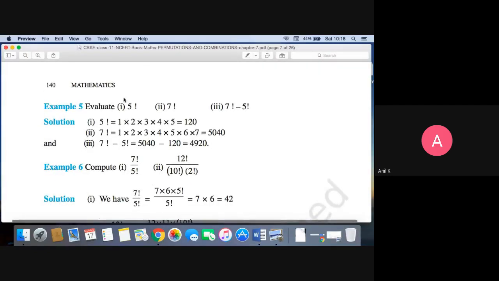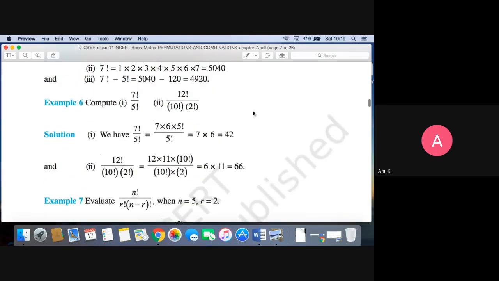There are examples. For example, evaluate 5 factorial. In the textbook, they have taken 1 into 2 into 3 into 4 into 5. Or you can write it in any order, since multiplication is commutative. The second example is 7 factorial, that is, they multiply from 1 to 7. In the third example, they have given 7 factorial minus 5 factorial. You cannot write this as 2 factorial. Most students make the mistake of thinking 7 minus 5 is 2, so it is 2 factorial. No, because the answer of 2 factorial is 2 into 1, which is 2. But look at 7 factorial minus 5 factorial, what answer did you get?